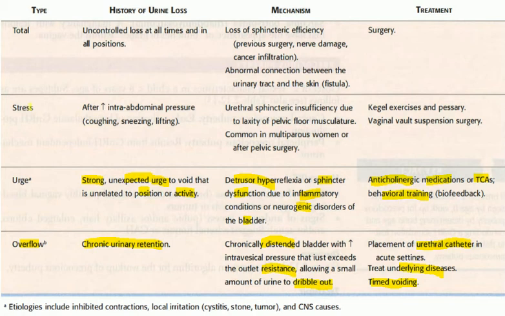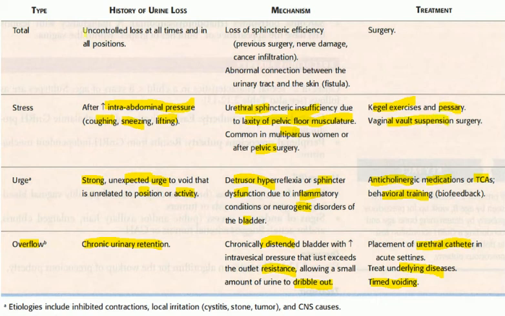So the third type will be stress. There is any stress which increases the intra-abdominal pressure, like coughing, sneezing, lifting. So urethral sphincter insufficiency will be there due to laxity of the pelvic floor musculature. Muscles will be weak, so it is common in multiparous women or after pelvic surgery. So in this case you need to ask the patient to do Kegel exercises or use a pessary. Vaginal vault suspension surgery will be there.